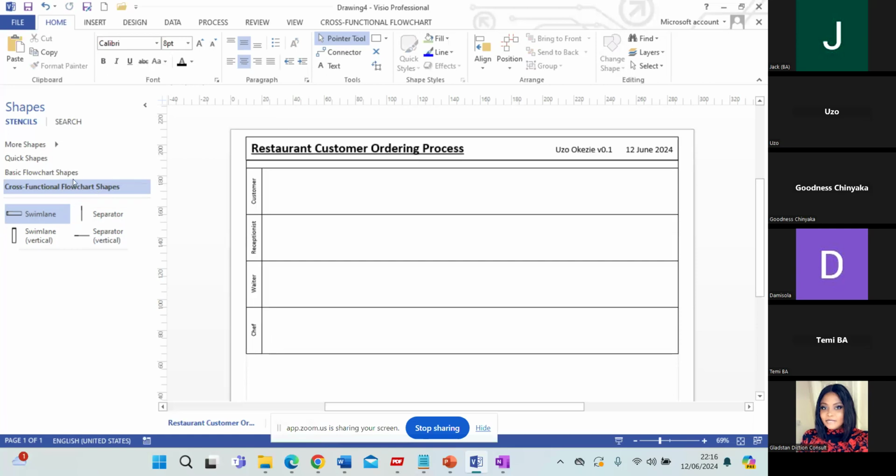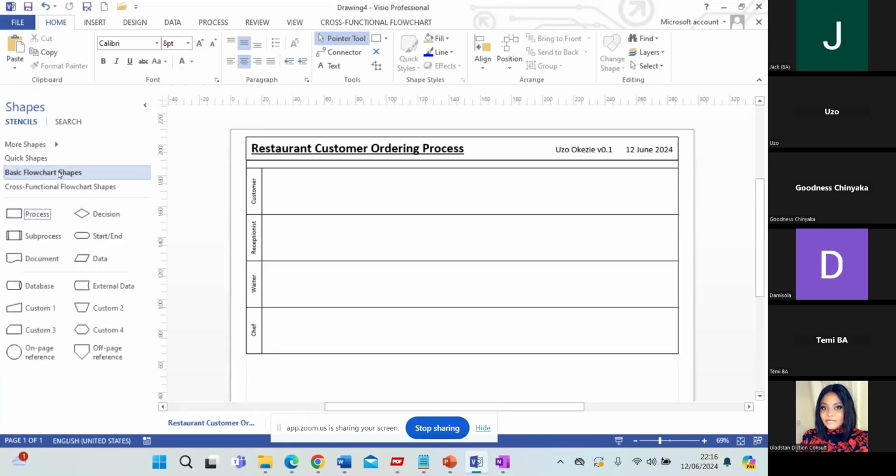Awesome. So remember, this is a swim lane process. One of the things it always has is a start and an end. So these are the cross-functional shapes, but we just want basic shapes. Once we click here, we already see the basic shapes that it's giving us. It tells you which is which. As a rule, these are the ones you definitely need. You need your start and end. You need your process, which basically highlights all the different processes, and then you need your decision.